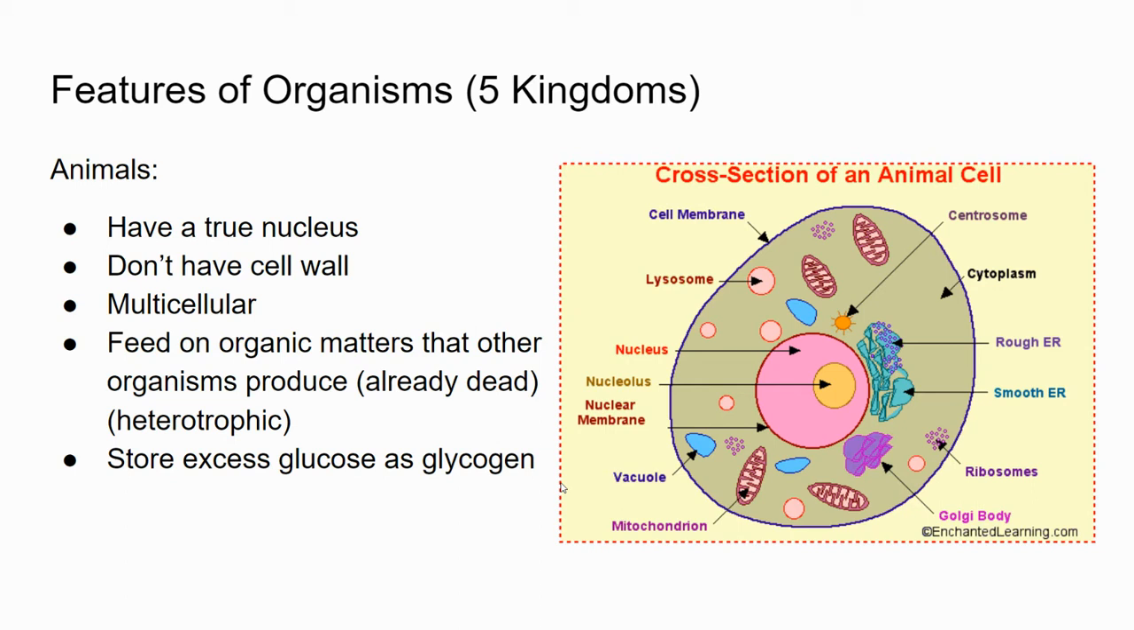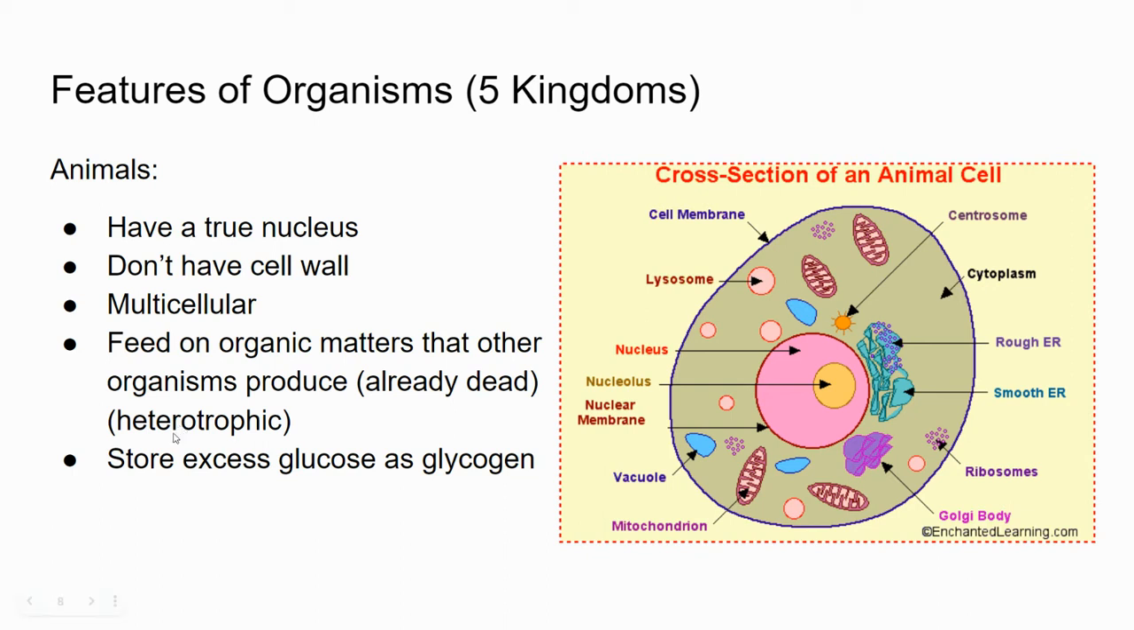So the first kingdom you have is animal, or Animalia. This kingdom has a true nucleus. Their cells have a true nucleus, which means that they belong to the eukaryote domain. Second of all, they don't have a cell wall. They're multicellular and they feed on organic matter that other organisms produce. The important thing is that the other organisms are already dead, and animals are heterotrophic, which means they cannot make their own energy, so they have to rely on consuming other organisms or organic matter from other organisms to make their own energy.